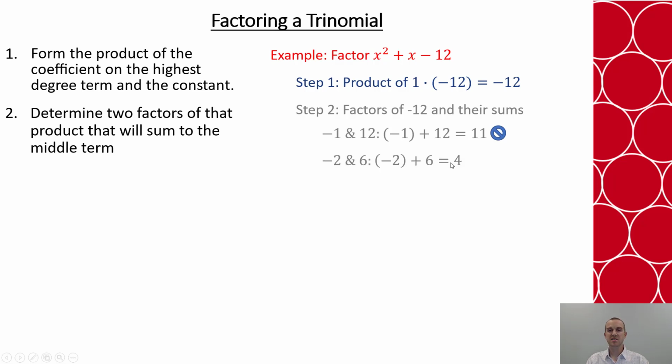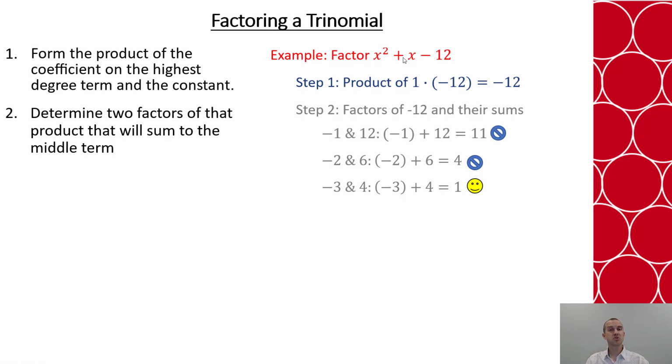Well, negative 2 plus 6 is 4. That isn't it either. Well, the next one would be negative 3 and 4. Well, negative 3 plus 4 is a positive 1. And this is a positive 1 coefficient, so that's what we need.